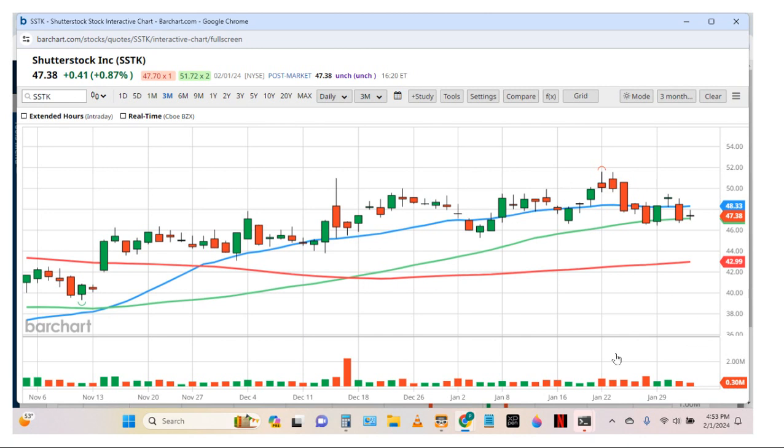There's not a lot of volume other than this one volume spike here, so I'm not sure how to read that other than caution. Just say use caution if you're in SSTK, or even just sell it, find something else. Just not behaving very well right now as far as a directional bias on Shutterstock.